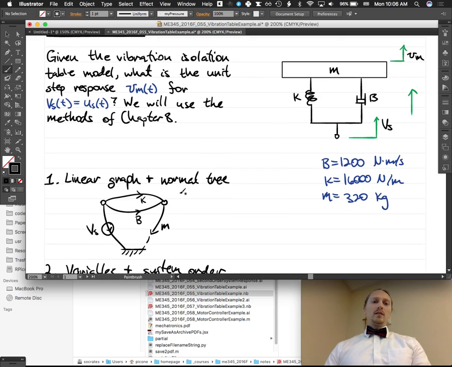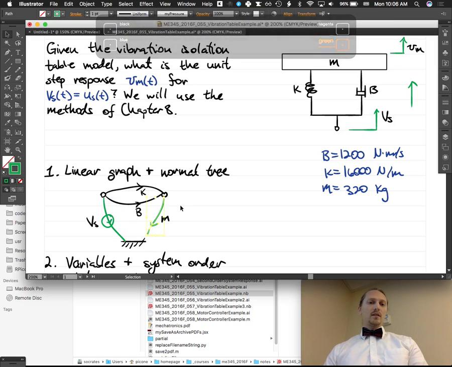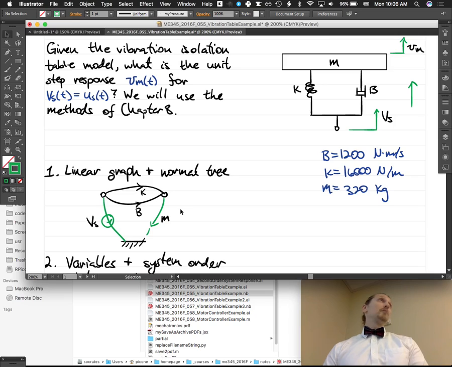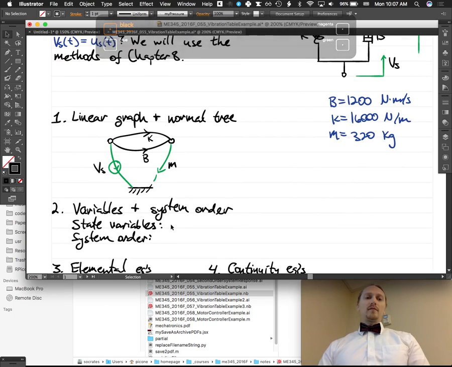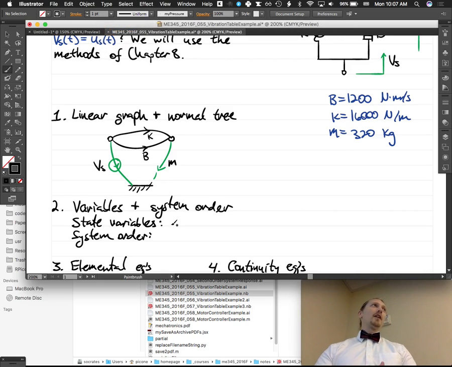So what's our normal tree? Velocity source, because it's an across variable source. A-types, which is the mass. And we can't take any more because any more would make a loop, so we're done. Which is great. So we could do our primary, secondary variables, but since we're getting so used to this, we could just skip right down to state variables.